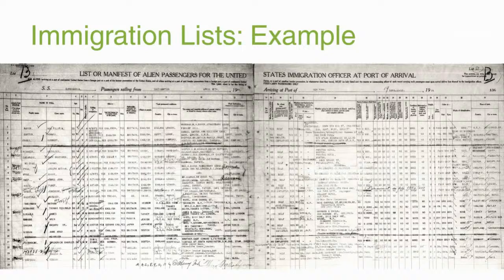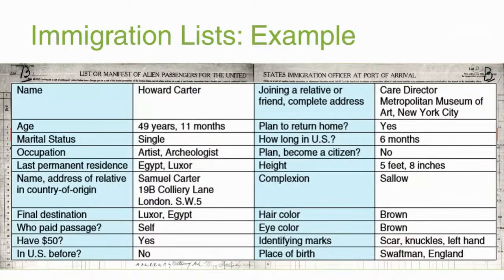Here's an example of one of these immigration lists. You'll notice, again, it's 2 pages, and this one happened to be typed. So lots and lots of information. So read all the headings. There are lots of good questions. Are you an anarchist? Are you a polygamist? There are a couple of questions like that, and you also get their height and physical description. But let's take a look at this entry here for a man named Howard Carter.